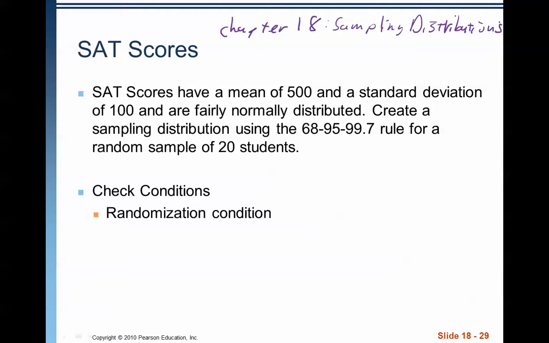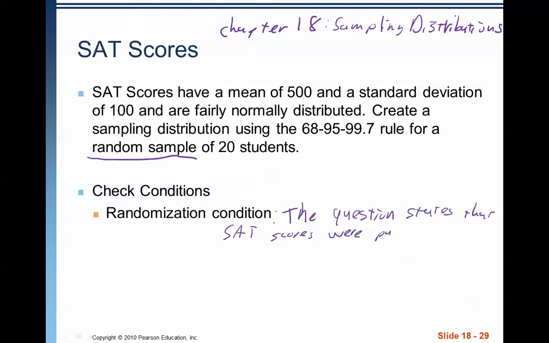So the conditions we need to check were, is this a random sample? We need to write something to the effect that says that this was a random sample. It did tell us in the question prompt that it was random. So we might say something like, the question states that SAT scores were polled randomly. Therefore, this condition is met.